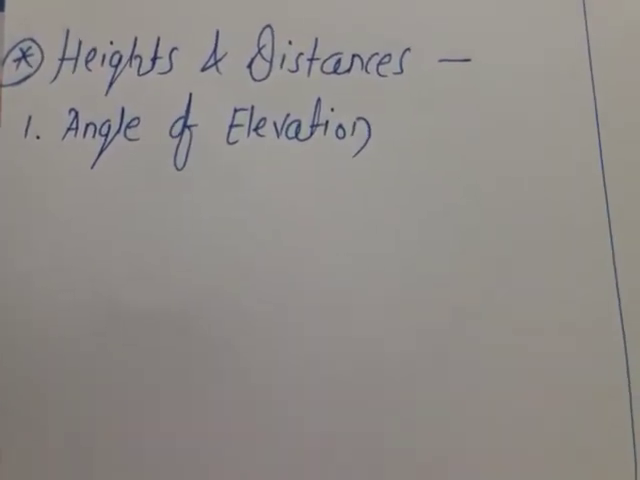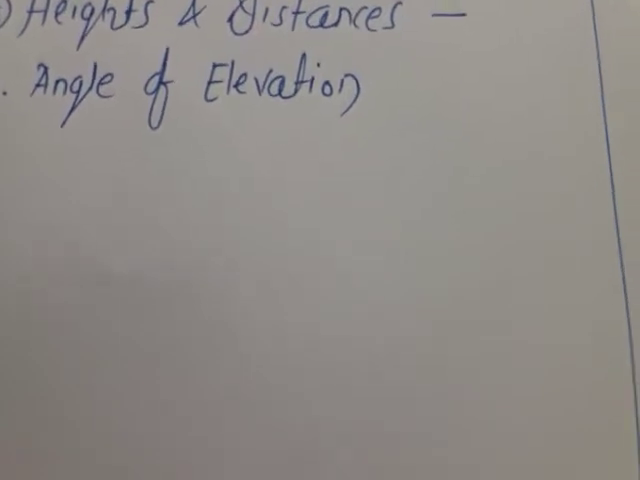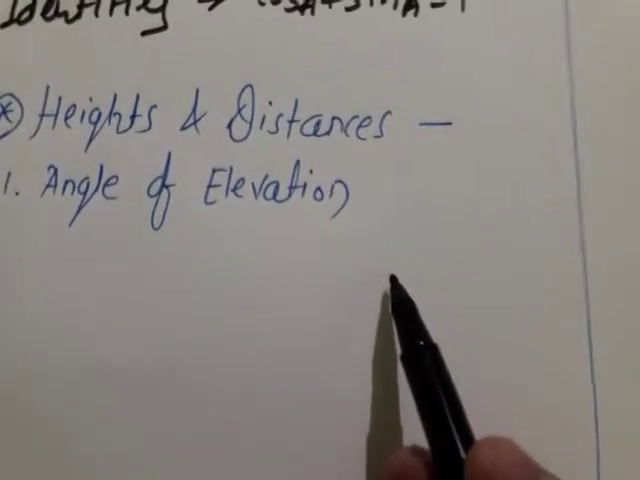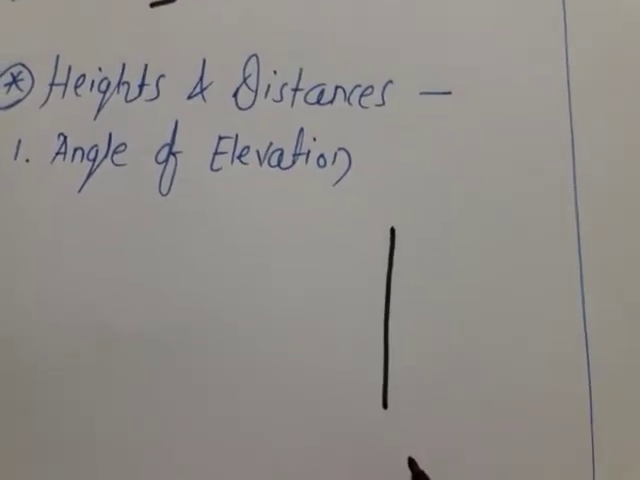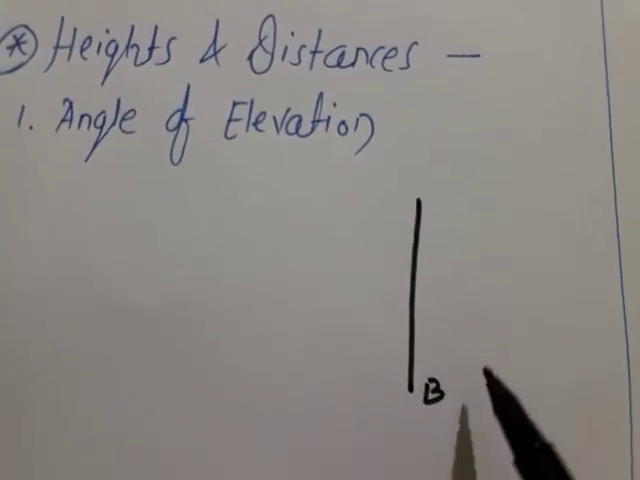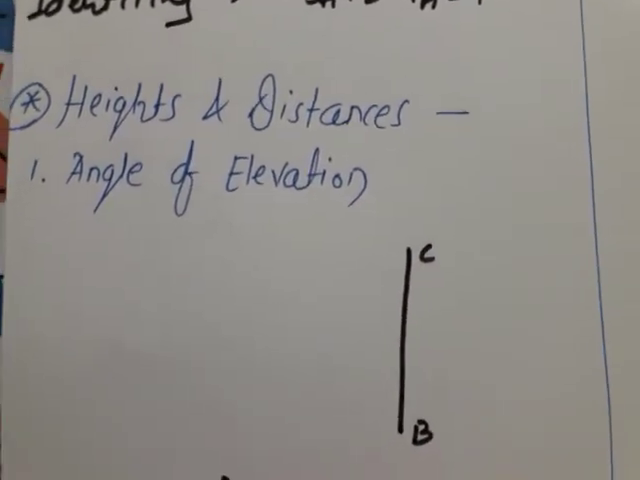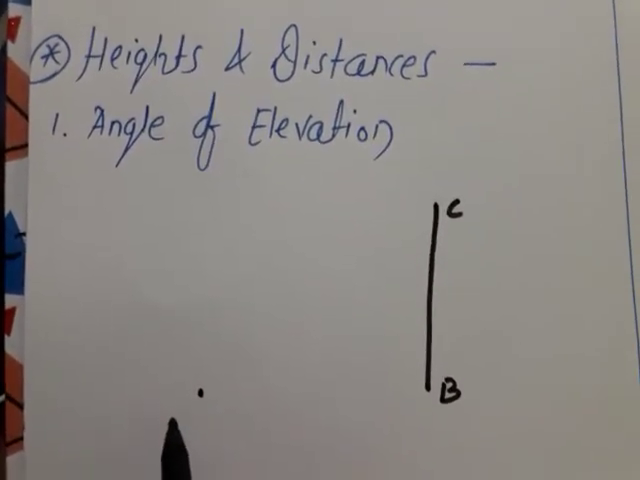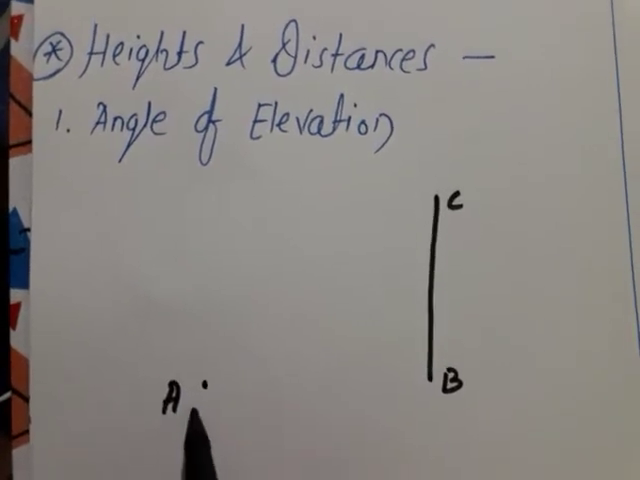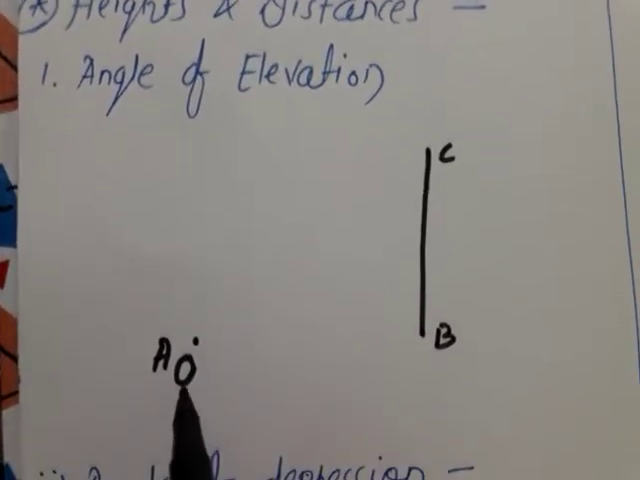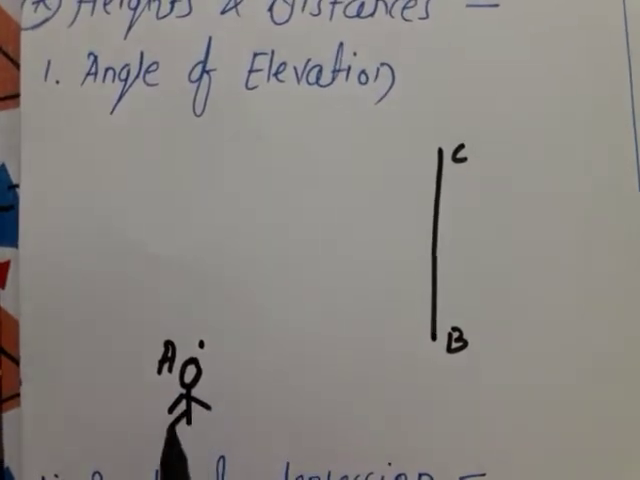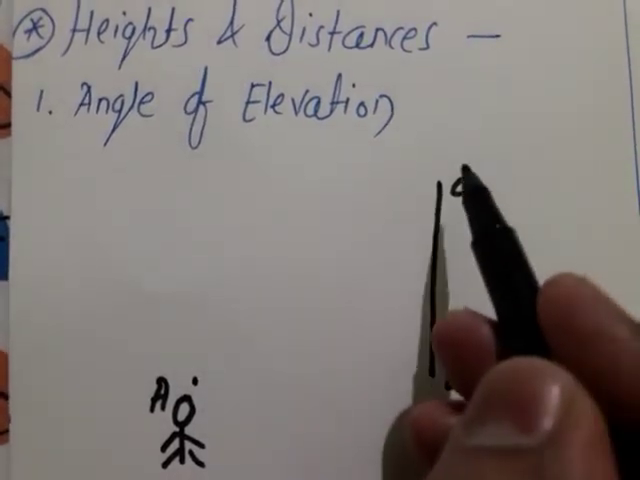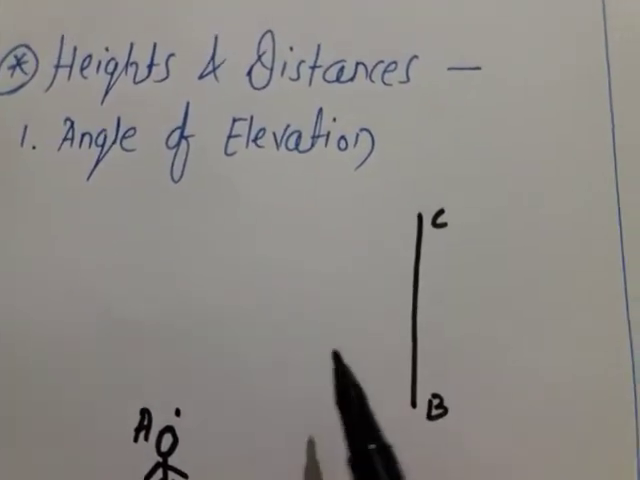Then what is meant by angle of elevation? Without wasting time, I am going to explain in front of you. Angle of elevation, look here. Suppose here there is one vertical object, its name is BC, and one observer is standing at point A, looking at point C, the top of this object.